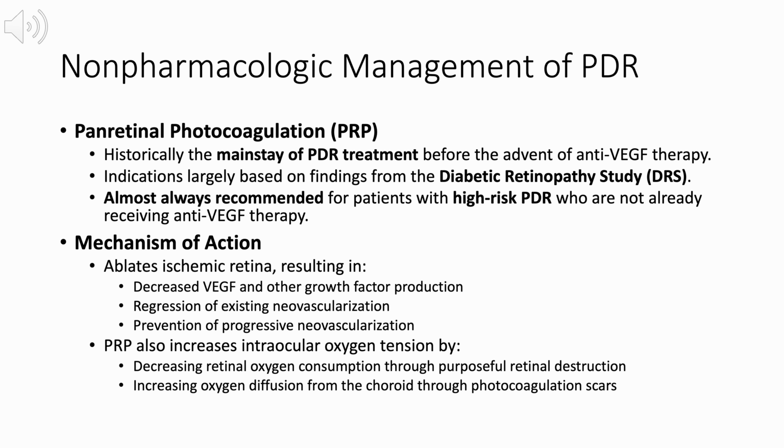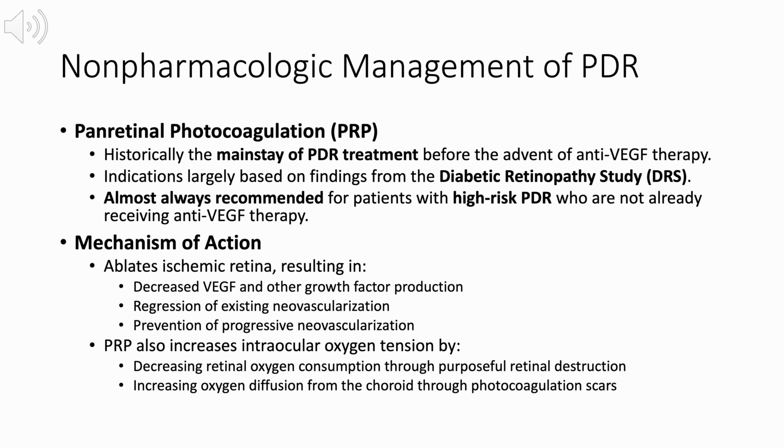The second mechanism concerns oxygen tension, and it is more subtle. PRP increases intraocular oxygen tension in two ways. First, by decreasing retinal oxygen consumption through the purposeful destruction of retinal tissue, fewer metabolically active photoreceptors means less oxygen demand. Second, by increasing oxygen diffusion from the choroid through the photocoagulation scars themselves. The laser scar creates a low-resistance pathway, allowing choroidal oxygen to reach the inner retina more readily.